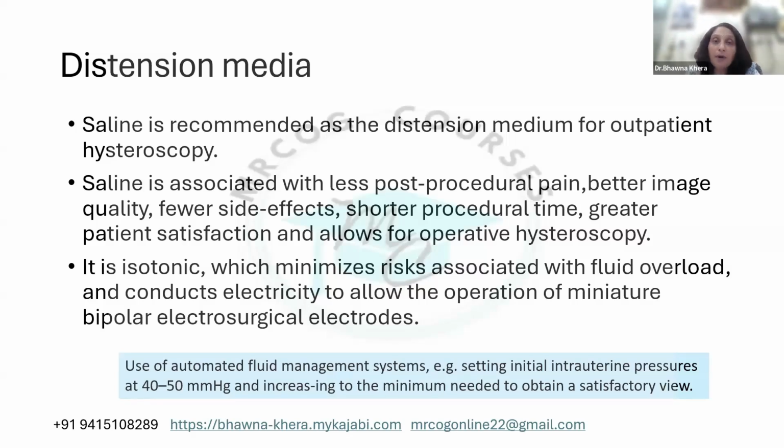So 40 is a good amount of fluid which can be there in the uterine cavity, and you can have a good image quality as well. The rest you can just manipulate a bit up and down as per your requirement. Now this is the minimum needed to obtain a satisfactory view. Automated fluid management systems can have automatic cutoffs, but if you are doing it manually, then you can manage it by the flow meters.